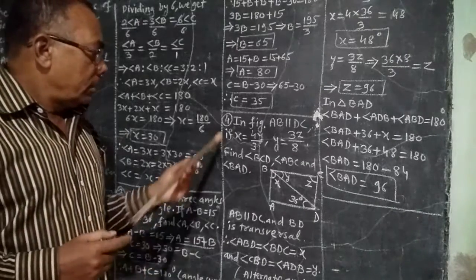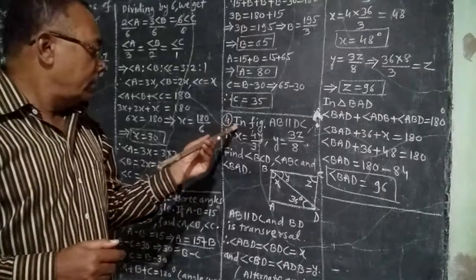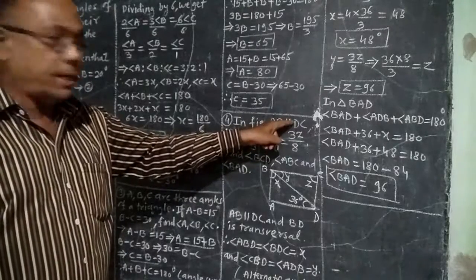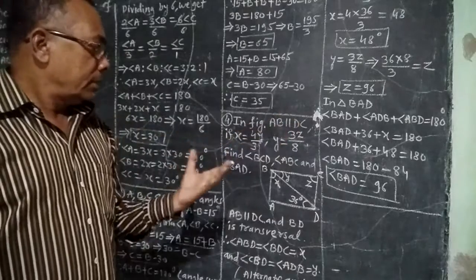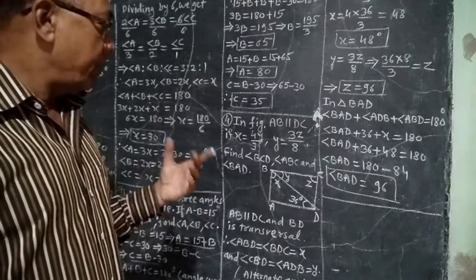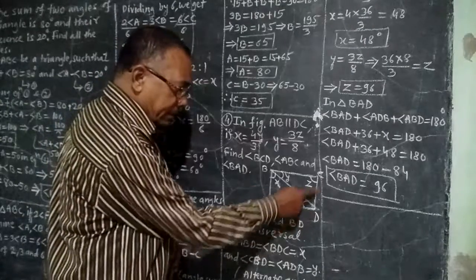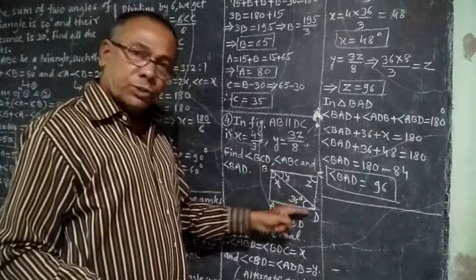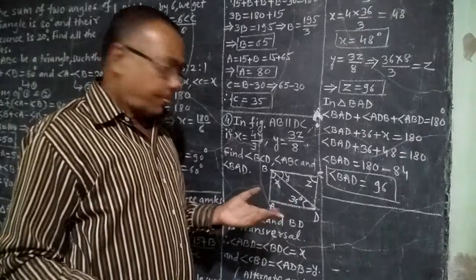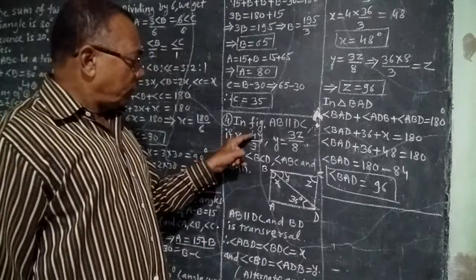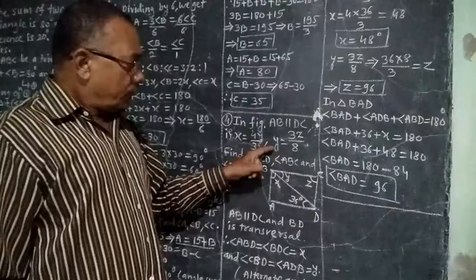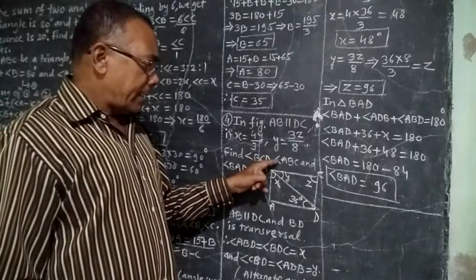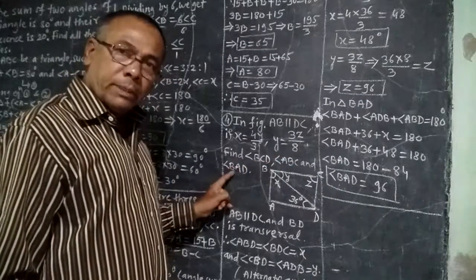Now the fourth example is that in the figure, AB is parallel to DC. Here it is given that AB and DC, the two opposite sides, are parallel, and therefore ABCD, which is a quadrilateral, is a parallelogram. Here, if x is equal to 4y upon 3 and y is equal to 3z upon 8, find angle BCD and angle ABC as well as angle BAD.